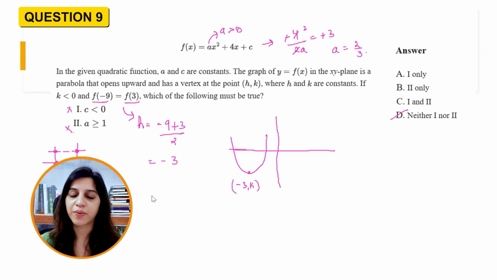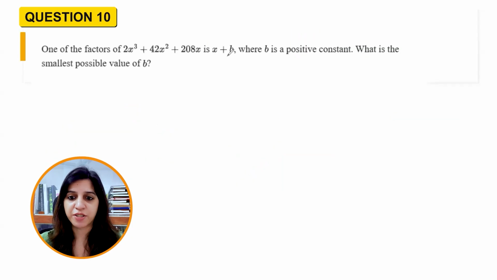Let's quickly see the other questions as well. One of the factors of this is x plus b. What is the smallest possible value of b? All right, very interesting question, very nice question. Okay, let's see. I know that this is supposed to have three factors. I know one of the factors. I also know it's a positive number. So they're asking me what is the smallest possible value. What do we know from the factor theorem?